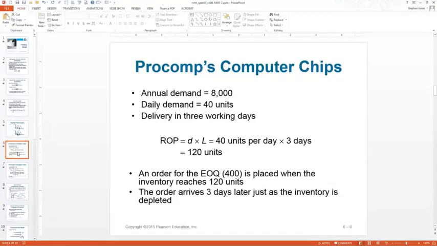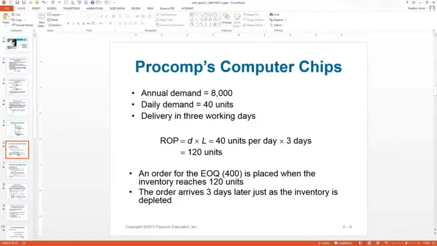So, if your annual demand is 8,000, your daily demand is 40 units, and it takes you 3 days to get this stuff, well, the annual demand doesn't actually show up immediately in this process because we've factored it into the average demand and the daily demand out there. So you don't need to worry about the 8,000 units. You need to worry about the 40 units a day, and that it takes you 3 days to get your inventory, which brings you around to 120 units.